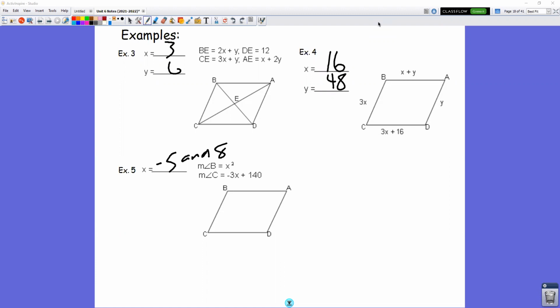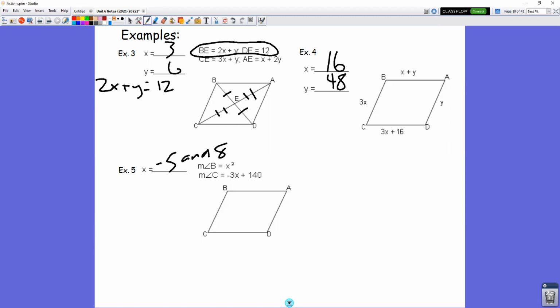Because BE and DE, I'm going to circle these. These are parts of the diagonal BD. We're going to use property 5 of our notes that says the diagonals bisect each other. So we're legally able to bisect the diagonals. We're able to tick our diagonals like this. That means we can set some things equal to each other. All right, so this BE is 2x plus y. We can set that equal to 12.